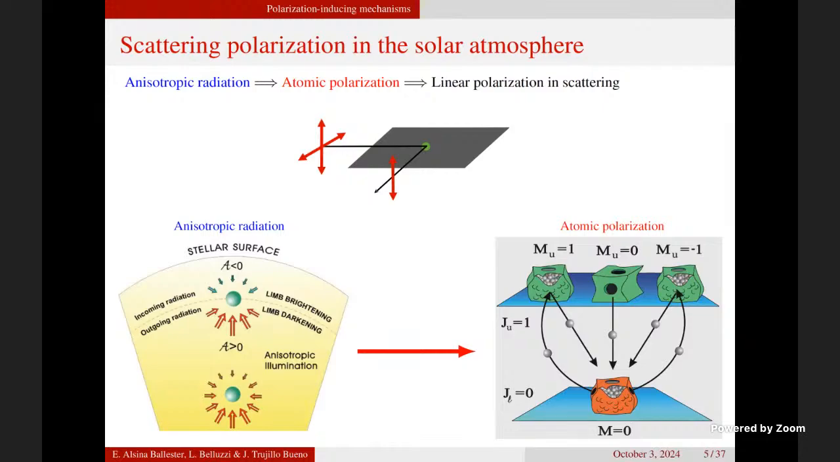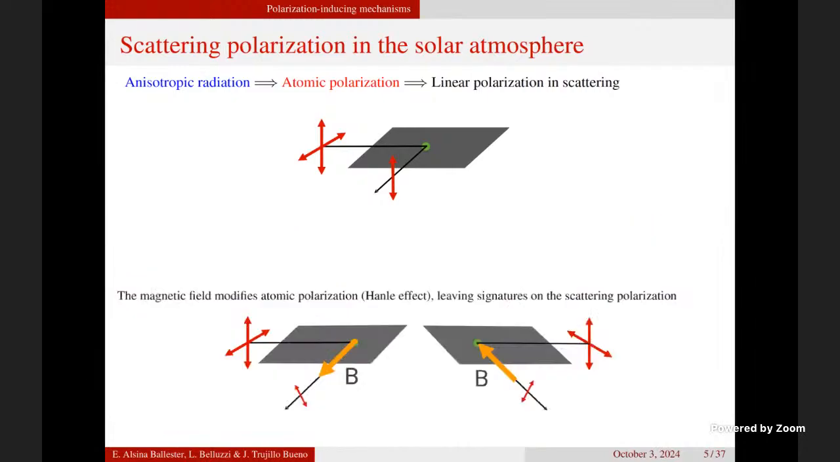Now, as I mentioned before, transitions between different magnetic sublevels produce different polarization properties. And this results in a net linear polarization, which is the scattering polarization itself. Furthermore, magnetic fields modify this atomic polarization, typically by destroying it, and this leaves signatures on the resulting scattering polarization, by depolarizing it in the case of a 90-degree scattering, and also rotating the plane of linear polarization.